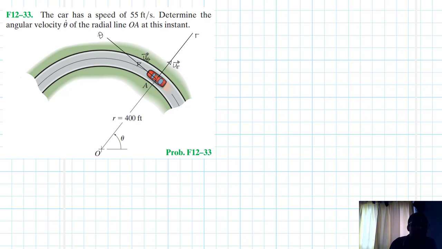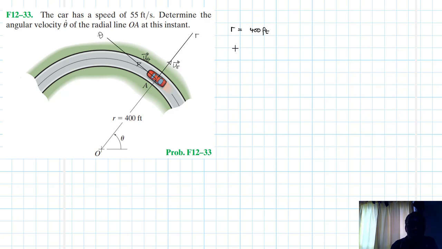Right, so let's write down the expression. So we have r, which is equal to 400 feet, which is constant, right? So we know that for r itself it's not going to be changing. r dot, or the time derivative of r, is going to be 0 because it's constant throughout the path.